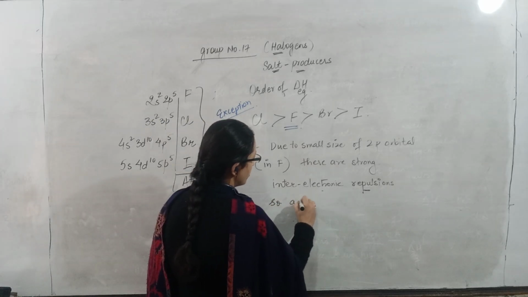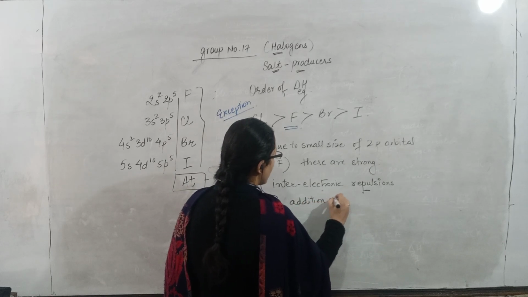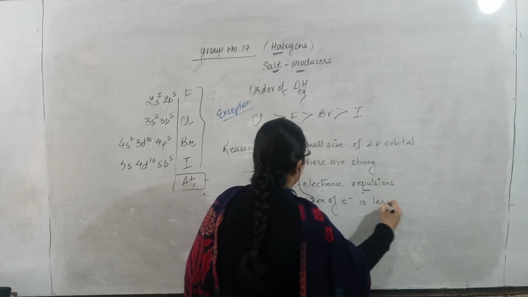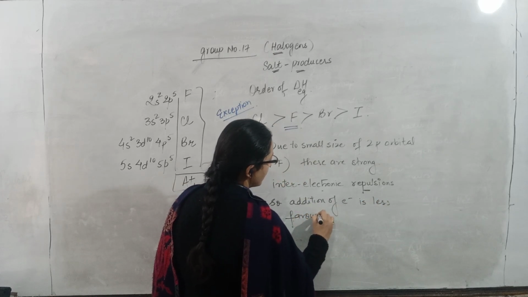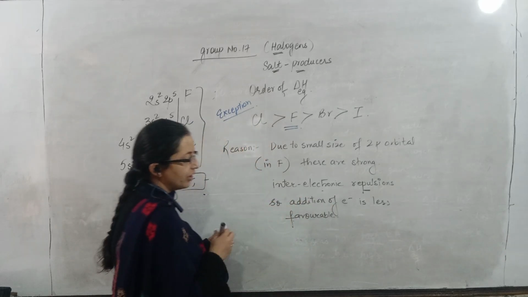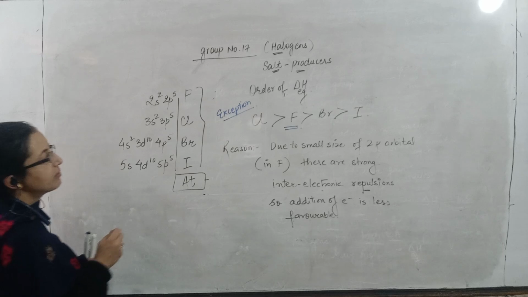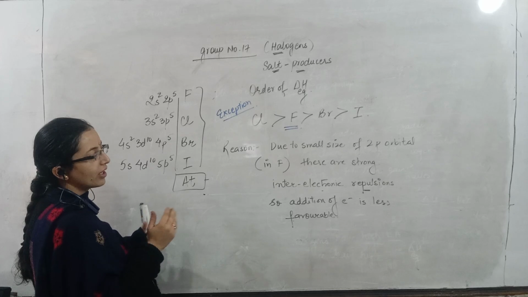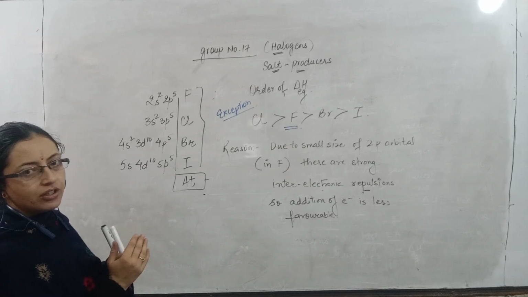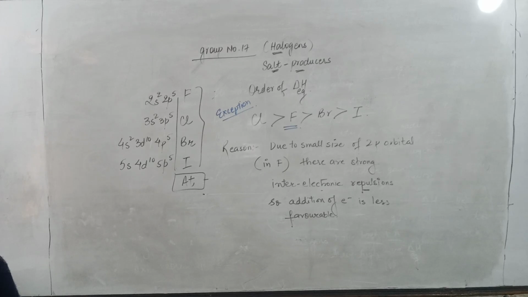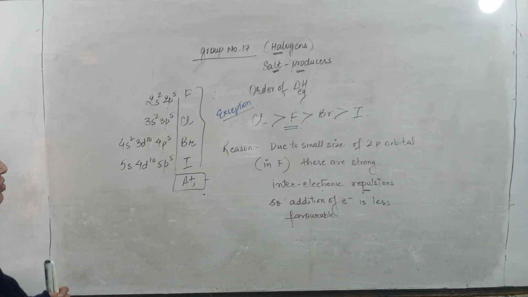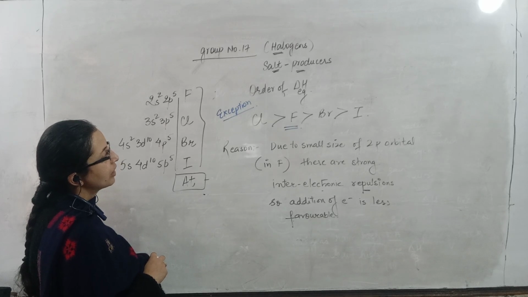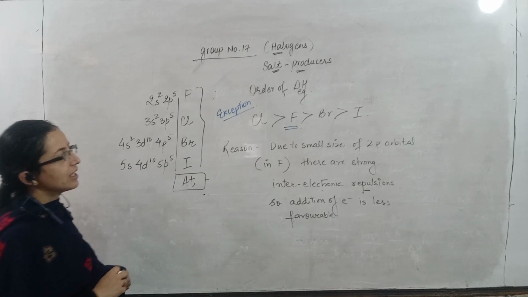So addition of an electron is less favorable. As compared to chlorine, it is not so unfavorable that it will not be added at all. We are just comparing it with chlorine. In chlorine the addition happens in the 3p orbital and in fluorine in the 2p orbital. The 2p size is smaller, electron density will be high, and there will be inter-electronic repulsions. So it is easier to add in chlorine as compared to fluorine. So remember, the electron gain enthalpy of fluorine is less than chlorine.